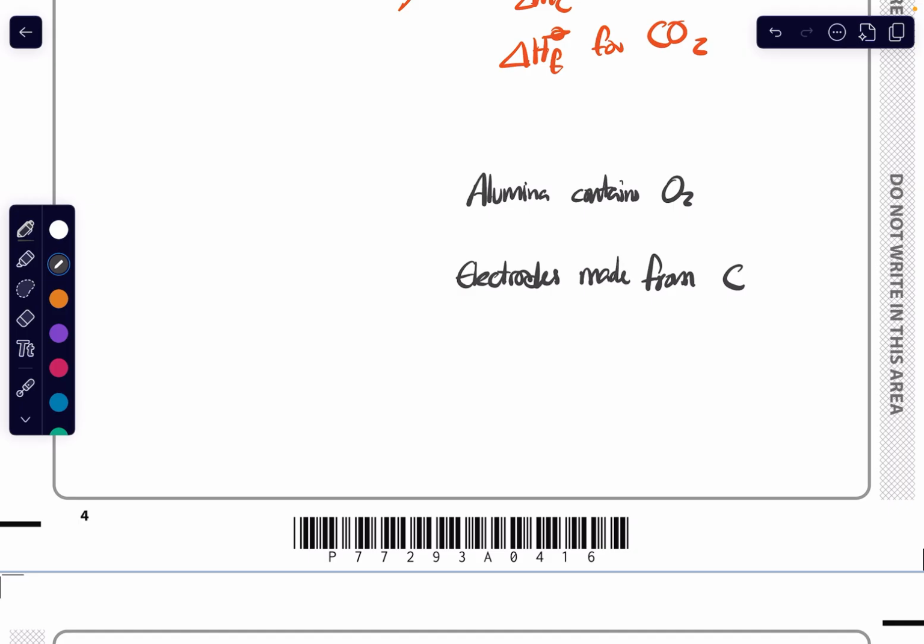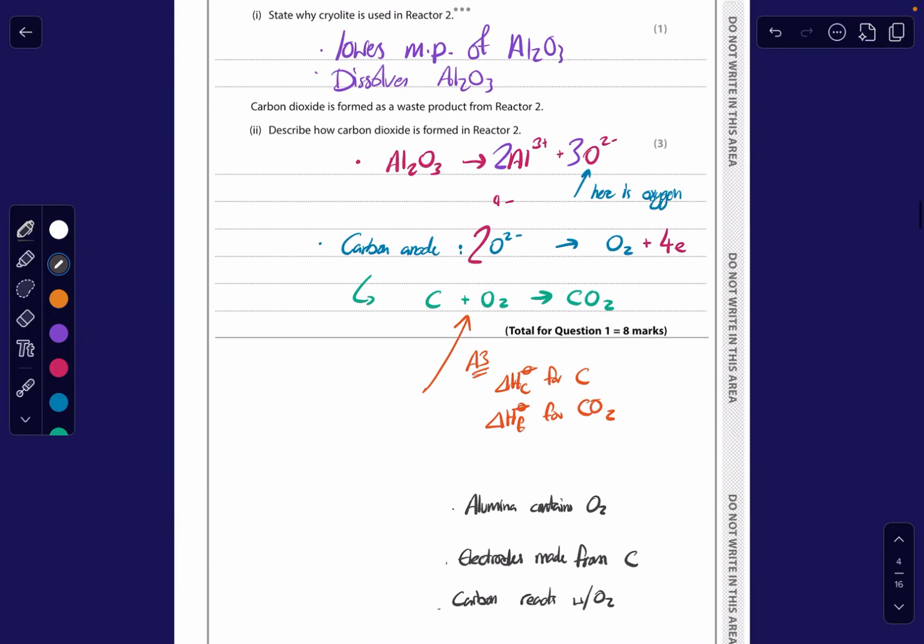And then lastly, the carbon reacts with oxygen. And you could say it burns with oxygen because it is a combustion reaction, so you still get credit for that as well. But carbon reacts with oxygen, these are the 3 points they're looking for. I write them in equations because it's just easier for my brain.